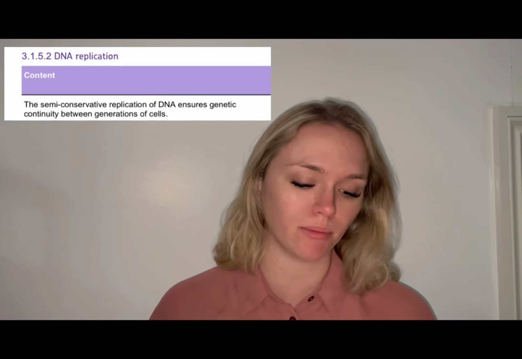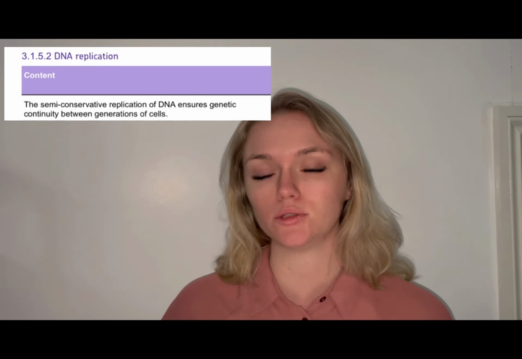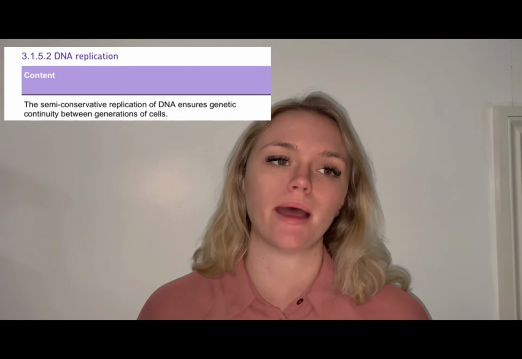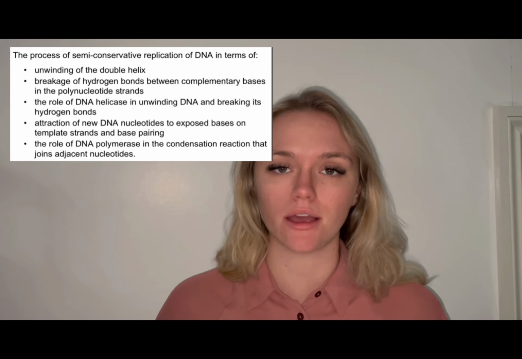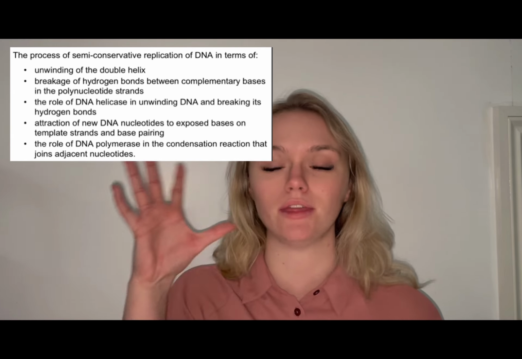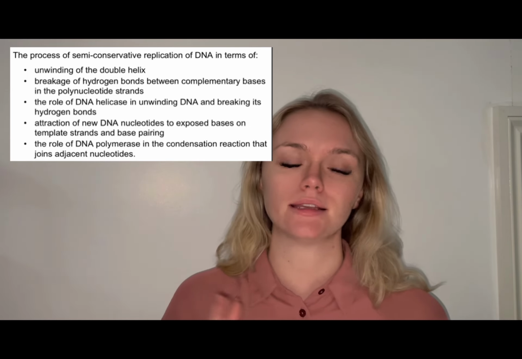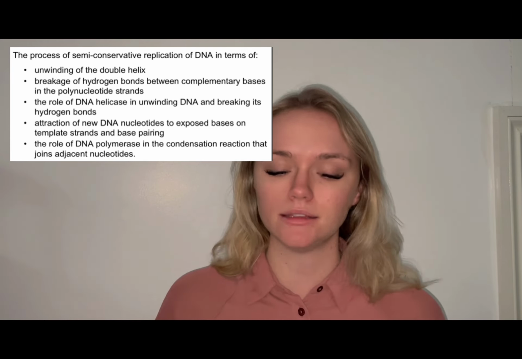So let's just go through all of the required content from the AQA specification and make sure that we are meeting everything that we need. So the first point is the semi-conservative replication of DNA ensures genetic continuity between generations of cells. So that was where we talked about DNA replication being a prerequisite of both mitosis and meiosis. The next point is that we have to know the process of semi-conservative replication of DNA in terms of all of the above points. So we talked about the process and how that happens and how the enzymes are used at various different points of the replication stage and what roles they play specifically.